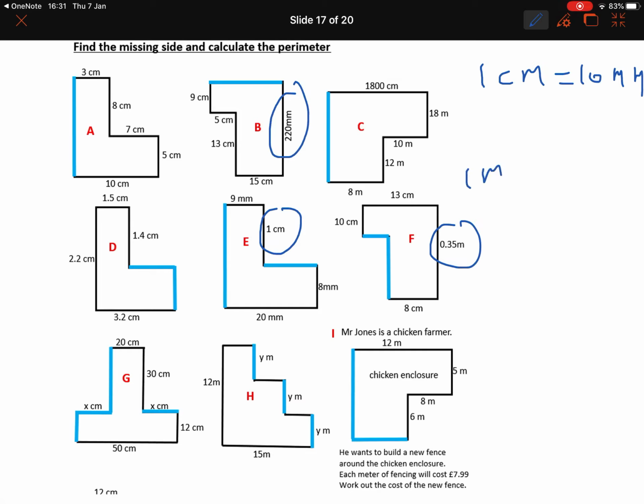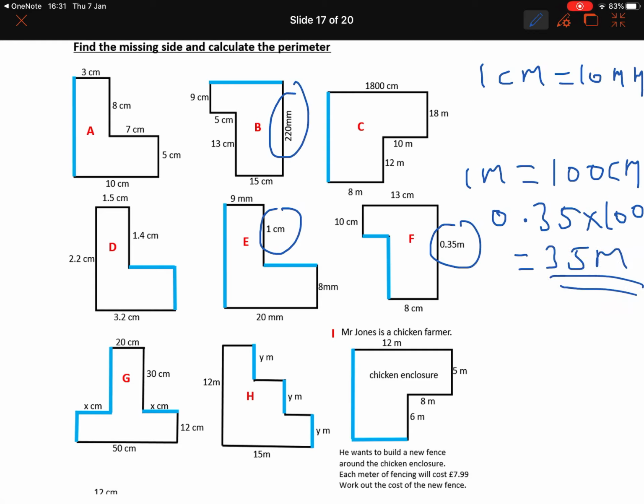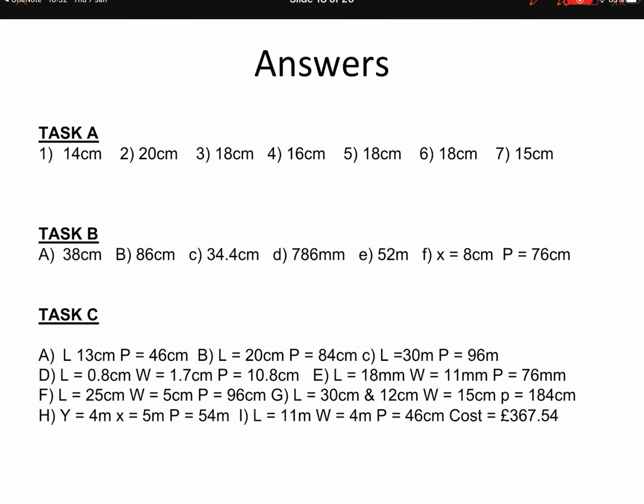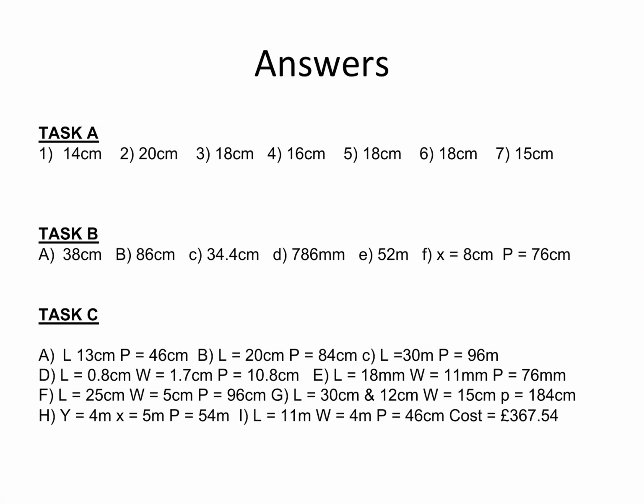And for this one, another thing that you'll need is this: 1 meter is 100 centimeters. So therefore, if you do 0.35 times 100, that's going to give you 35 meters. All right, so I think you should be good for the rest. Okay. Thank you. Well done. Right, guys. So your answers will be here. Please mark what you've got.